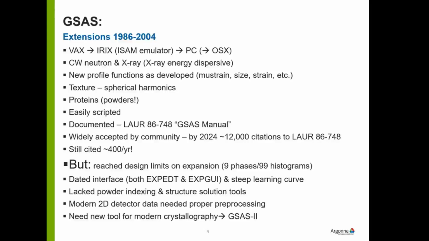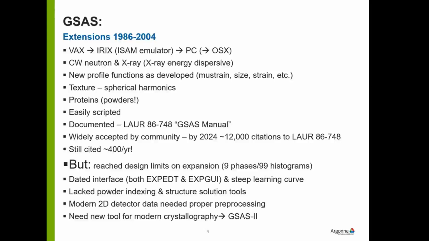EXPGUI is probably going to have to fade away because the underlying codes that support it aren't supported by anybody anymore, and it will just die. The Fortran stuff probably won't work after a while on many computers. They don't work on a Macintosh anymore because the underlying libraries don't exist anymore. That's what it is. There was nothing for indexing or solving structures, nothing for 2D detectors. So we needed a new program.